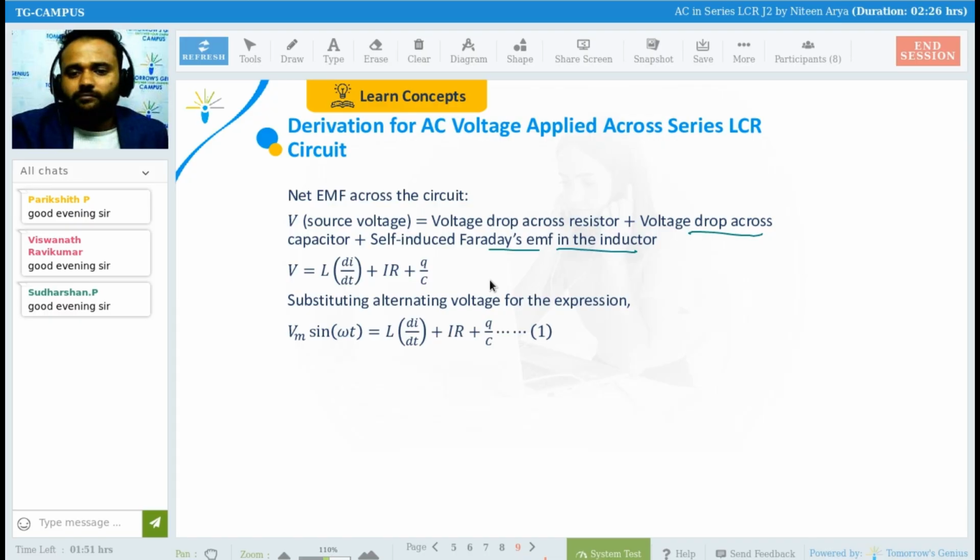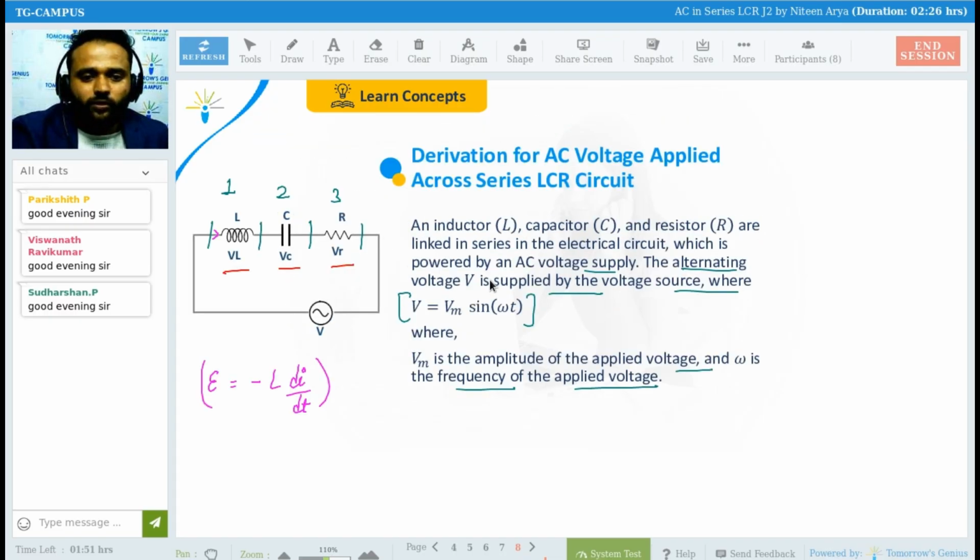Good. And simply on this particular R, we all know using Ohm's law, the voltage is IR. And this one is very easy even. You can say the charge on this is CV, so that gives the voltage on the capacitor.